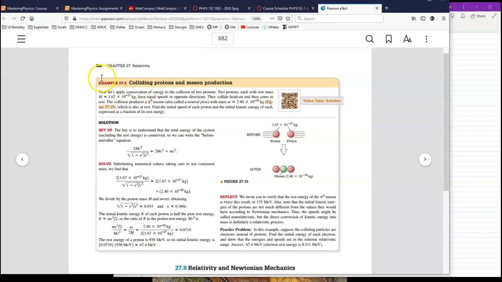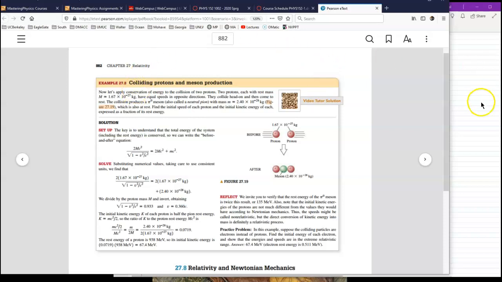number 27.8. It says, now let's apply the conservation of energy. You have two protons, each with rest mass 1.67 times 10 to the negative 27 kilogram. That's the rest mass. They have equal speeds in opposite directions, so they're going to collide head-on with each other. They collide head-on, then come to a rest. The collision produces a pi meson. That's just another particle, with a rest mass of 2.4 times 10 to the negative 28 kilogram, which is also at rest. Find the initial speed of each proton and the initial kinetic energy of each expressed as a fraction of the rest energy.